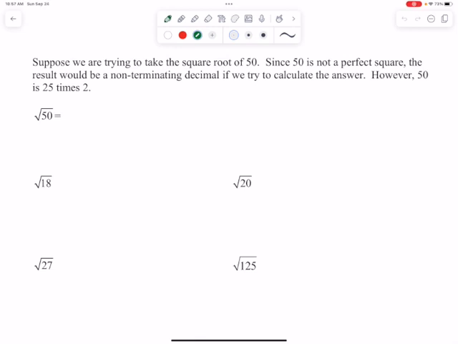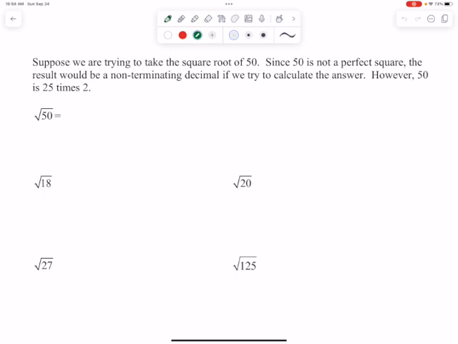Some numbers have square roots that simplify to be whole numbers. For example, the square root of 9 is 3, or the square root of 25 is 5. Those are what we call perfect squares. But when you're trying to simplify the square root of a number that is not a perfect square, sometimes what we can do is break the number into parts, into factors, so that hopefully we'll be able to simplify the square root of one of those factors.